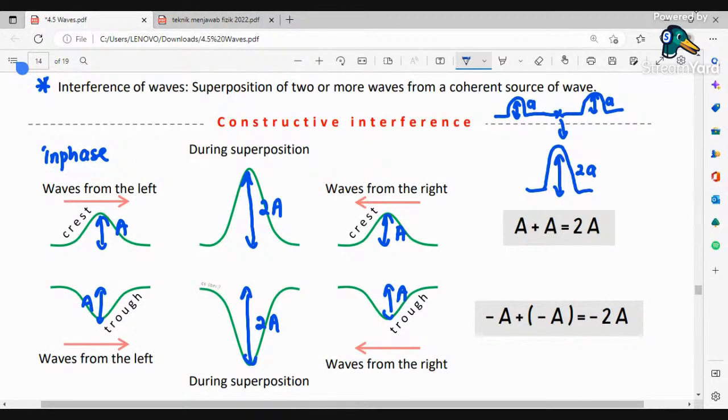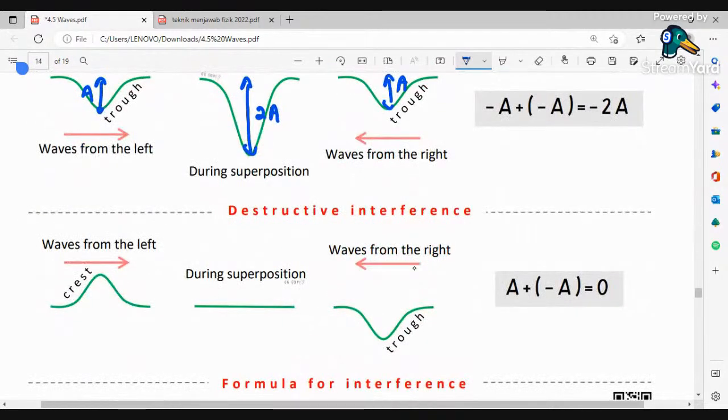So if the two waves meet or superpose and produce larger amplitude or maximum amplitude, we call it constructive interference. Okay, constructive, membina, become bigger. Okay, the resultant wave is stronger. So we call it constructive interference. Membina. Okay, for trough here, because this one is opposite direction to crest, we just put a negative sign. So the amplitude is negative 2A. This one is in phase.